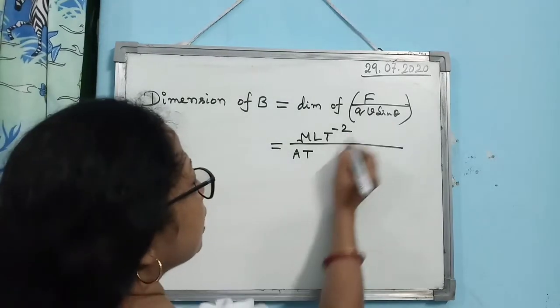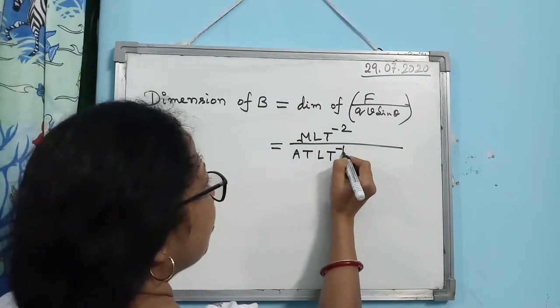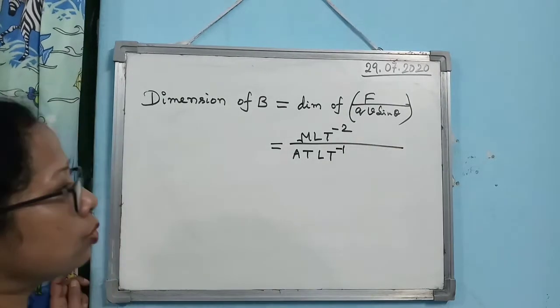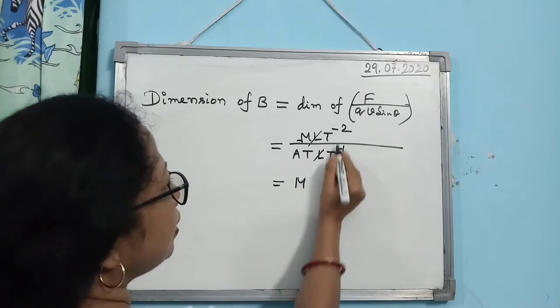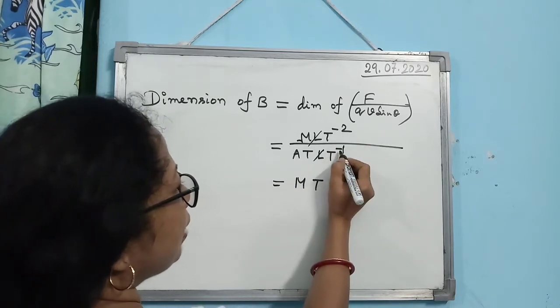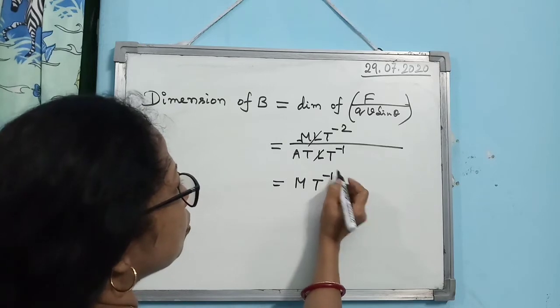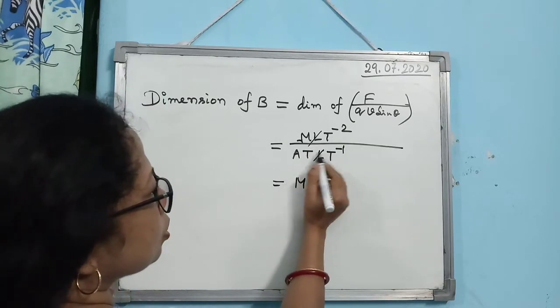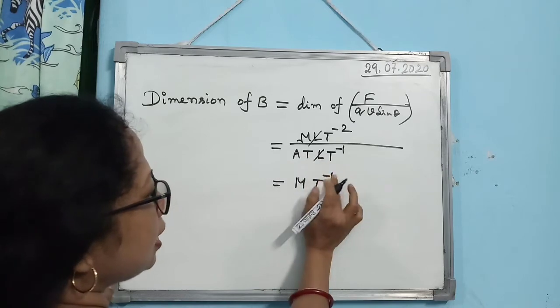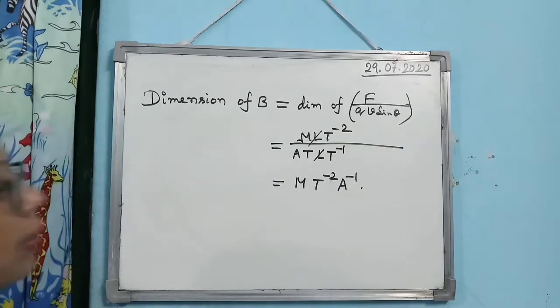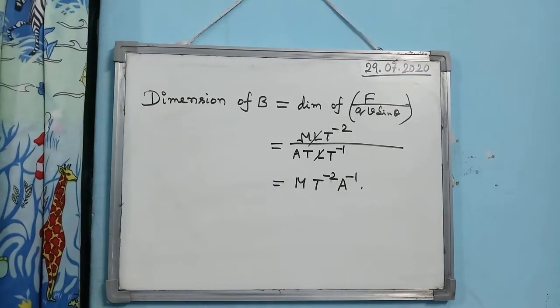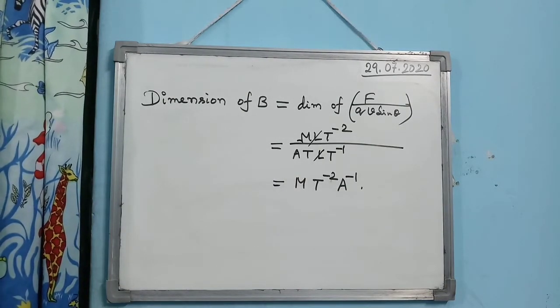Then what is the dimension of velocity? L T to the power minus 1, and sin theta has no dimension. So you see, L cancels, so it is M. Then T to the power minus 2, plus, oh sorry, here another T is there. So this T will cancel. So you have T to the power minus 2, A to the power minus 1. Alright. So the dimension of B is M T to the power minus 2 A to the power minus 1.